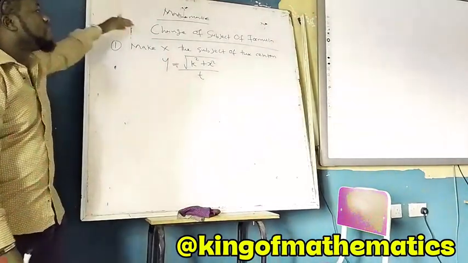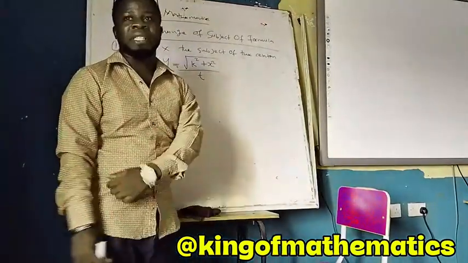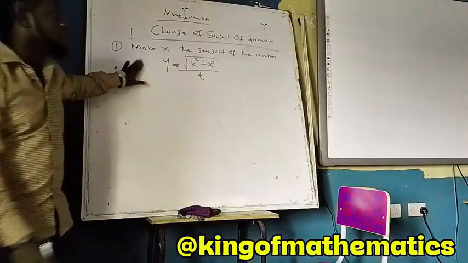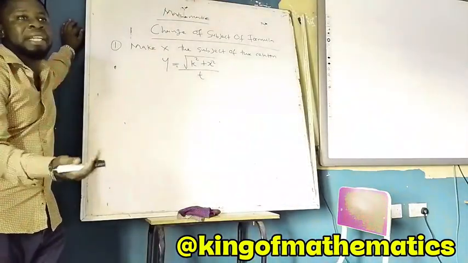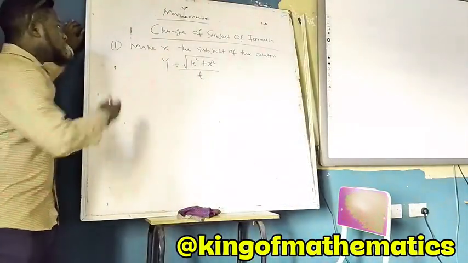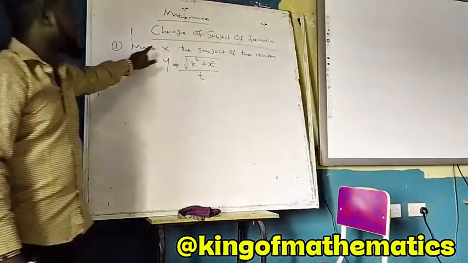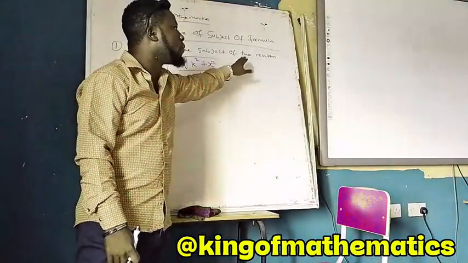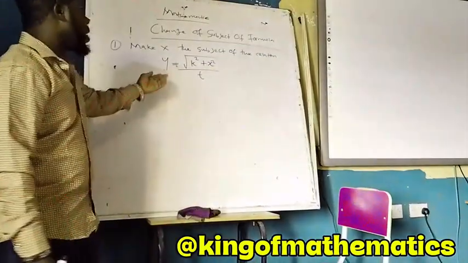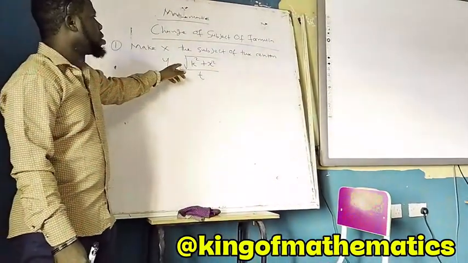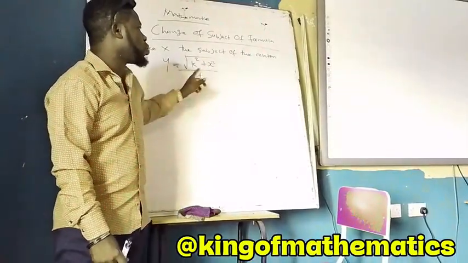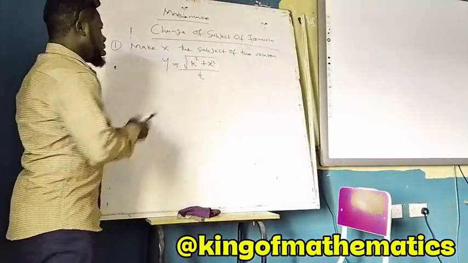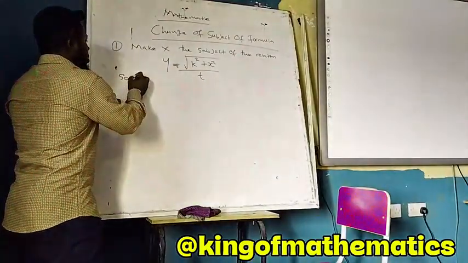And today we'll be seeing change of subject of the formula. We have this question to solve, which I will be explaining to us before we attempt the question on our own. The first one says make x the subject of the relation, and we have y equals square root of k squared plus x squared all over t. So let's have the solution.